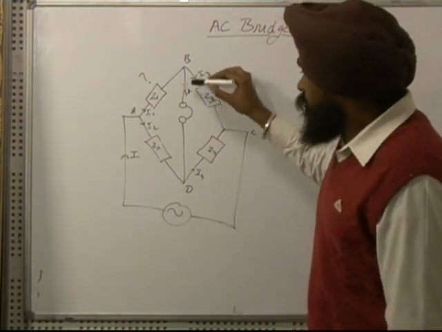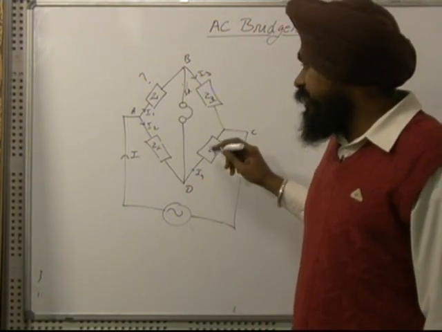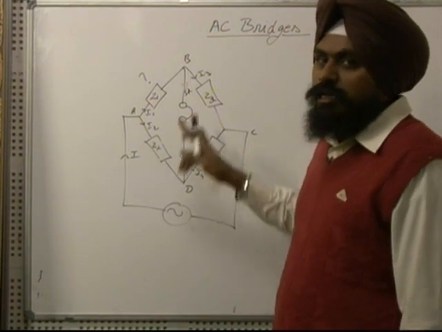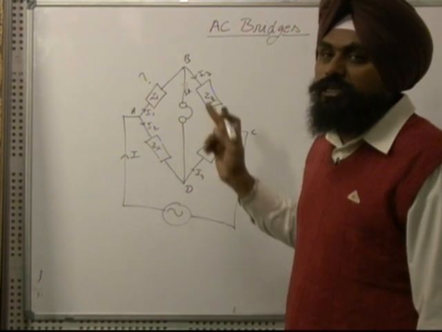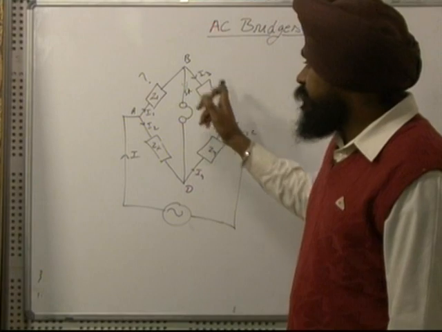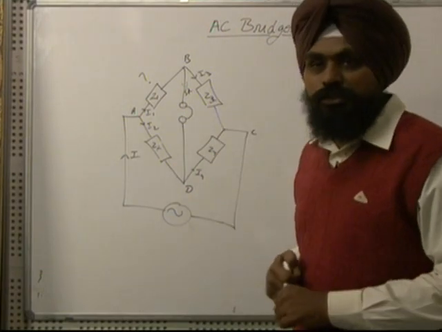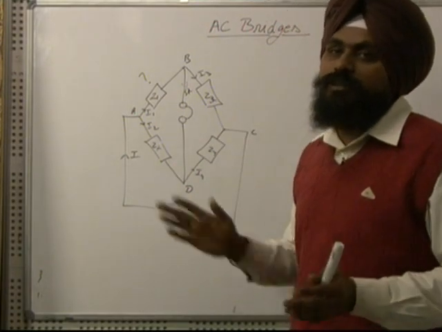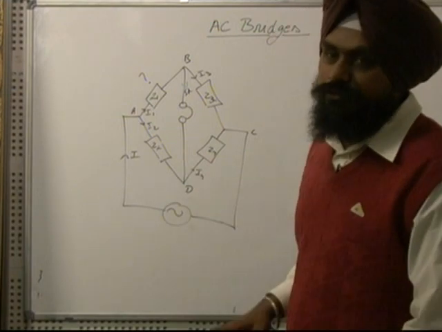So we will balance this bridge, we will vary the impedances till the balance condition is achieved, and once the balance condition is achieved, then we will solve the equations for this particular bridge, and we will get the value of unknown impedance that we will see afterwards.